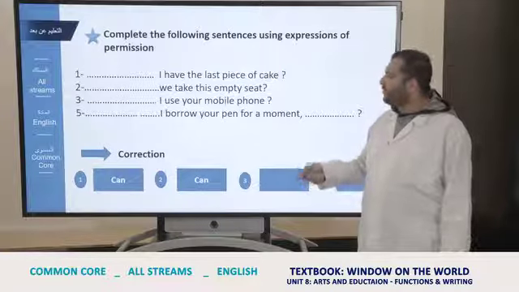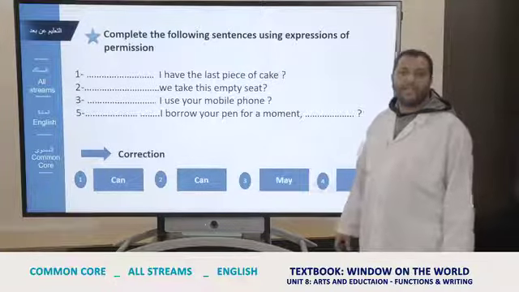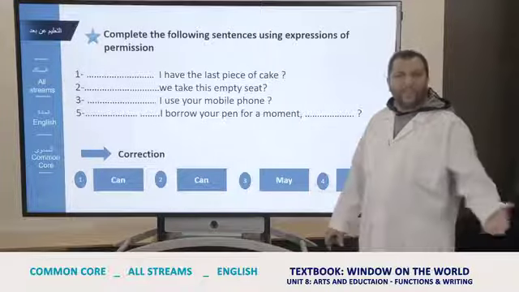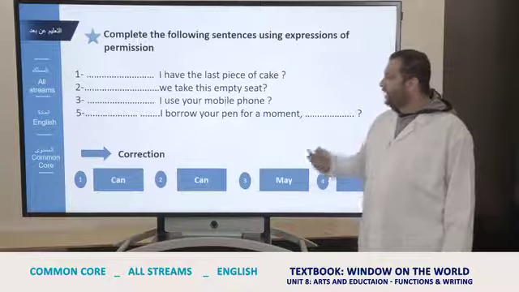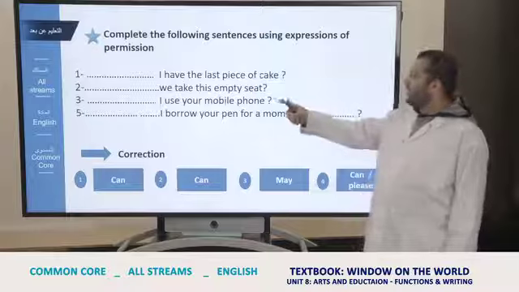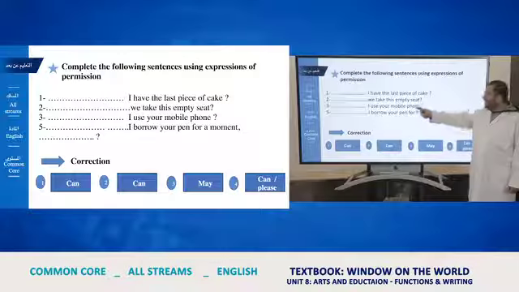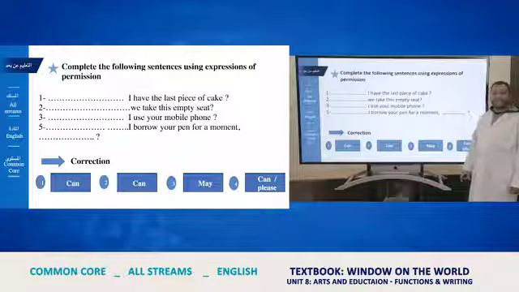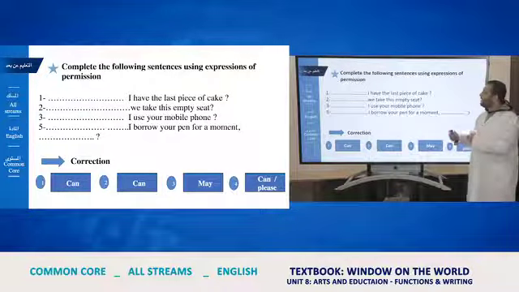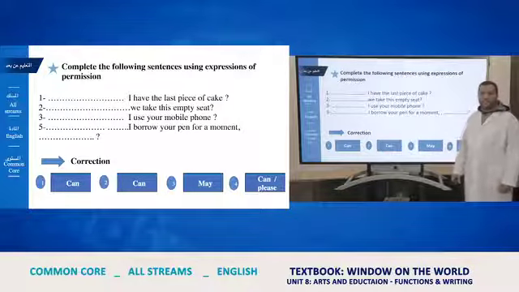Number 3, we may use may. May I use your mobile phone? Can I use your mobile phone? And the last one, we can use can I borrow your pen for a moment, please. Why please? Because you're asking for permission. Here we must be polite. So that's enough for our functions lesson.